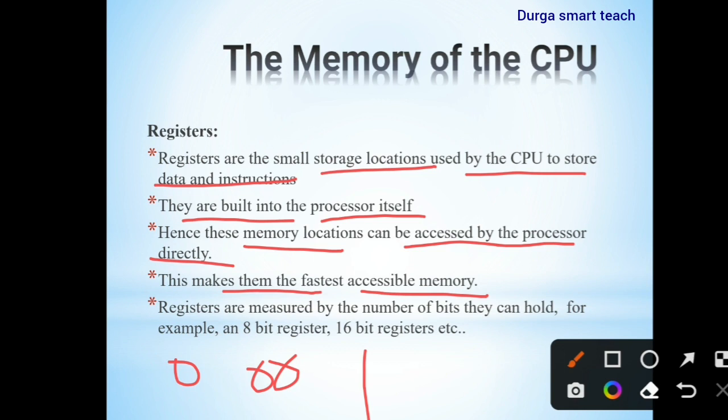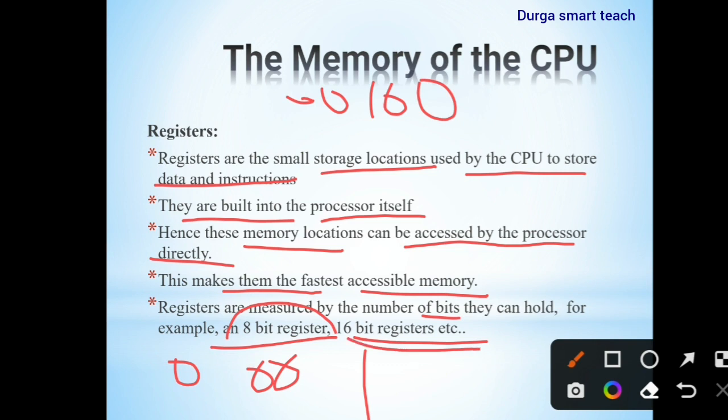Registers are measured in terms of the bits they can hold. For example, an 8-bit register or a 16-bit register. An 8-bit register stores only 8 bits, a combination of zeros and ones, only 8. A 16-bit register holds only 16 bits, that means 2 bytes. So this is registers.